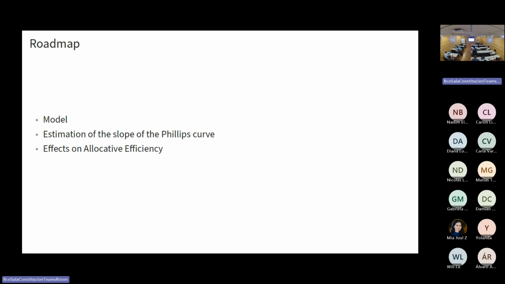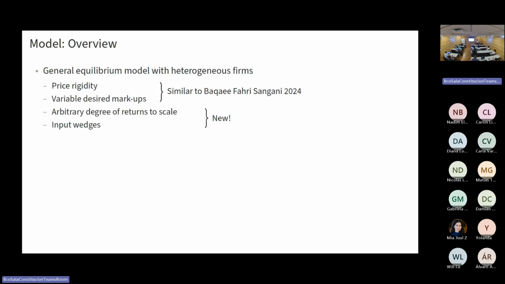Good. Perfect. Let me show you the model. As I said, this is going to be a general equilibrium model with heterogeneous firms. These firms are going to face nominal frictions. In the version that I'm going to show you today, the frequency of price changes that every firm in this economy faces is the same. And these firms are going to have variable desired markups even in the flexible price allocation. That is literally their model.